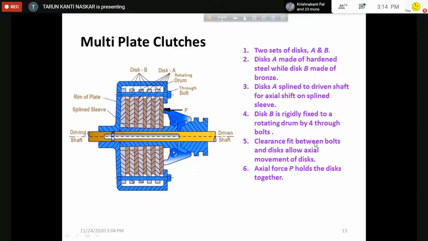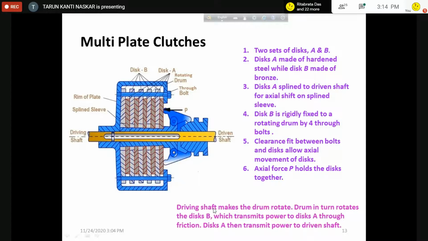There should be clearance fit between bolt and disc so that they can be allowed to move axially. And this axial force P holds the disc together. This axial force P is the actuating force. This force holds the disc together.